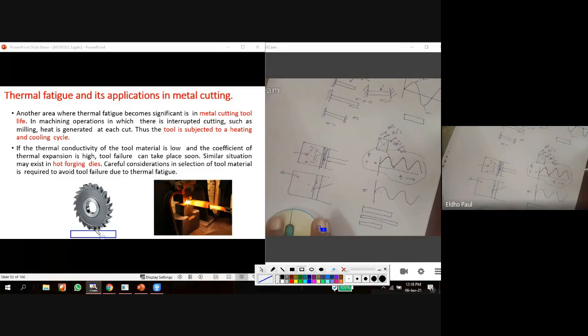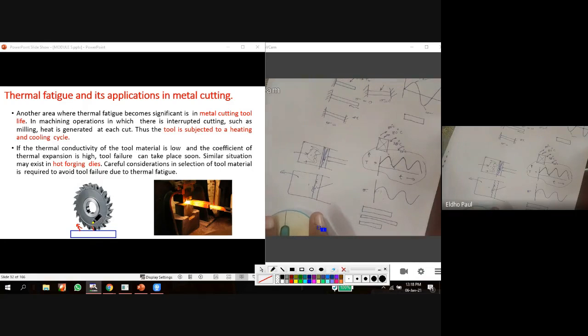When the milling cutter starts to rotate and remove material from the workpiece, this cutting tooth, when it touches the workpiece, generates heat on this tooth. During the machining process, when it cuts the material from the workpiece, there will be heat generation in this tooth, so the temperature increases on this tooth. Then after cutting, this tooth moves in this direction, and during this movement the heat is dissipated from the tooth into the atmosphere. So that is a cooling process.